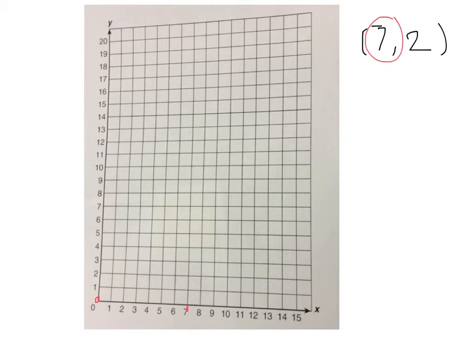The second coordinate is the x or the y? Y. And the y moves which direction? Up. How many spaces should I move up? 2. So I'm going to start at the 7 and move 2. Then I'm going to label it the same way I wrote it on the side: 7, comma 2. That's how you plot the ordered pair of 7, 2.